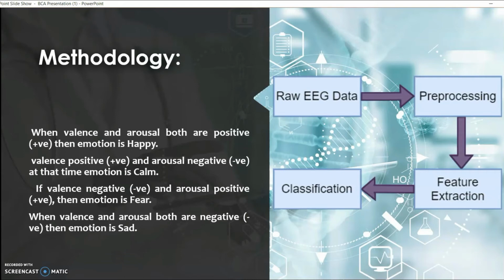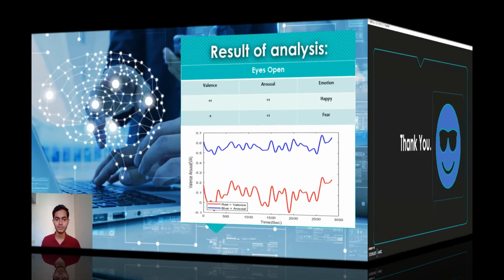Training is required by matching up the values of valence and arousal with the respective type of emotion. When valence and arousal both are positive, then the emotion is happy, whereas valence positive and arousal negative, at that time the emotion is calm. If the valence is negative but arousal positive, the emotion is fear. When valence and arousal both are negative, at that time the emotion is sad.